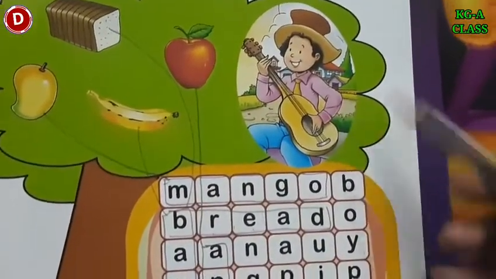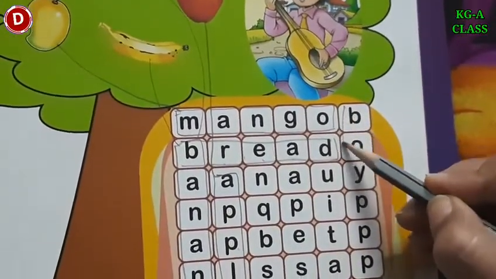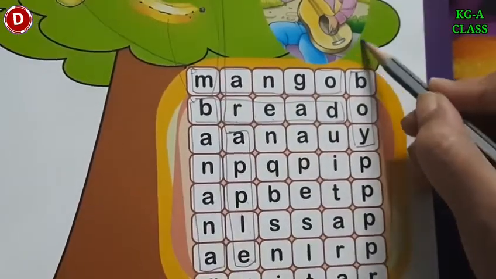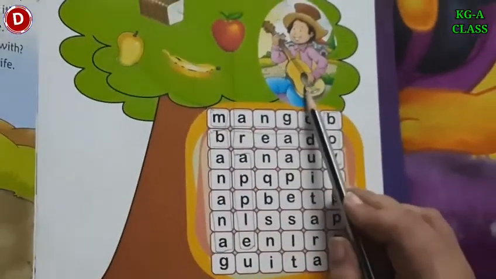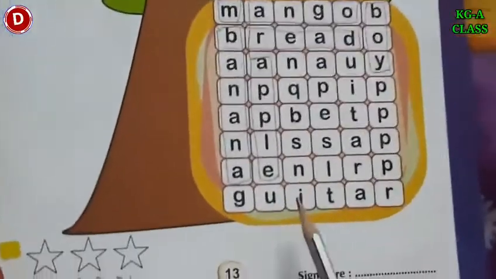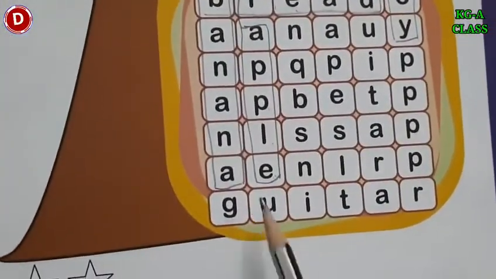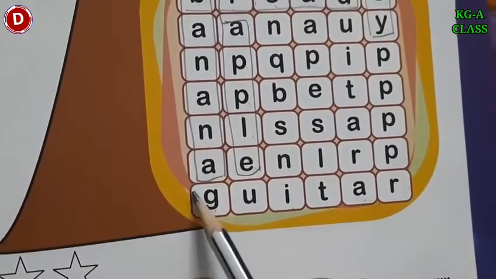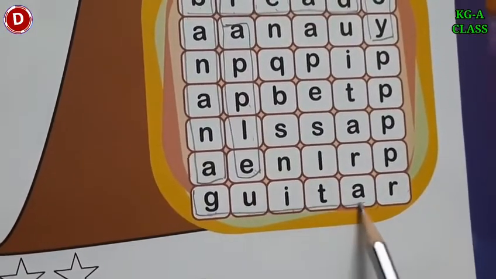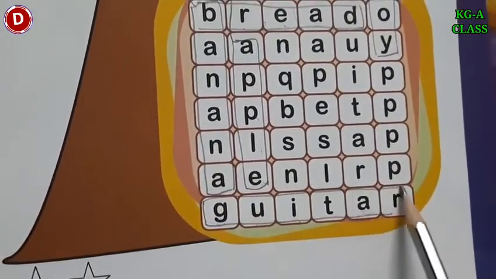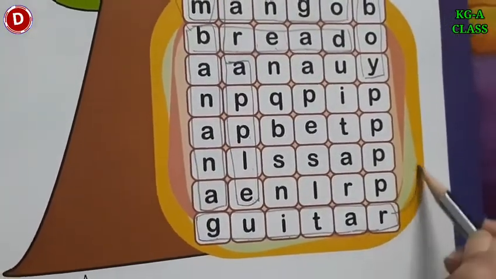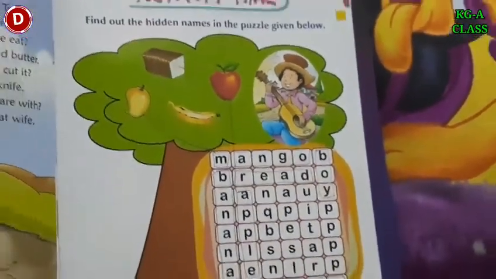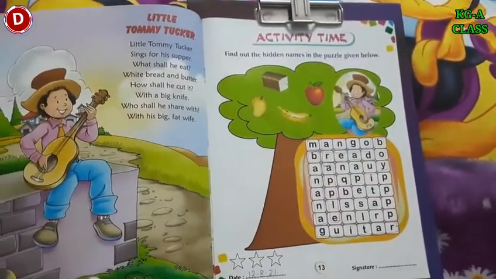And look here, who is he? He's a boy, B-O-Y, boy. So little Tommy Tucker is a boy. And what is he having in his hand? A guitar. Let's find the spelling of the name of guitar in this puzzle. Guitar. So again, children, make a rectangular box here and then you will join it with the guitar. In this way, you have to finish this activity, which you will definitely enjoy.